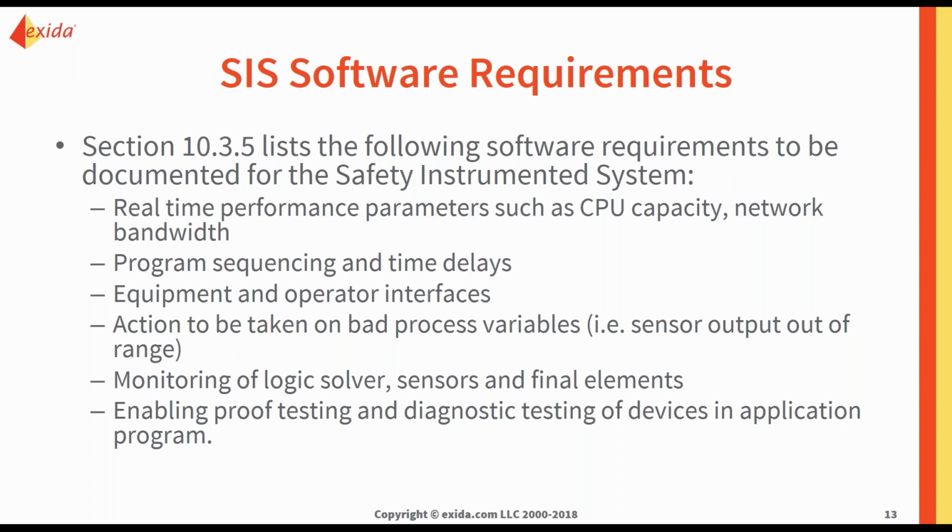Moving on to software requirements. IEC 61511 wants you to include in the document real-time performance parameters, such as CPU capacity and network bandwidth, any program sequencing and time delays, equipment and operator interfaces, the action to be taken on bad process variables, monitoring of the logic solver, sensors, and final elements, and enabling proof testing and diagnostic testing of devices and application program. So again, this is just a handful of some of the requirements. Obviously, I showed you the screenshot. They are extensive, but this is a snapshot of what is needed in the Process SRS.